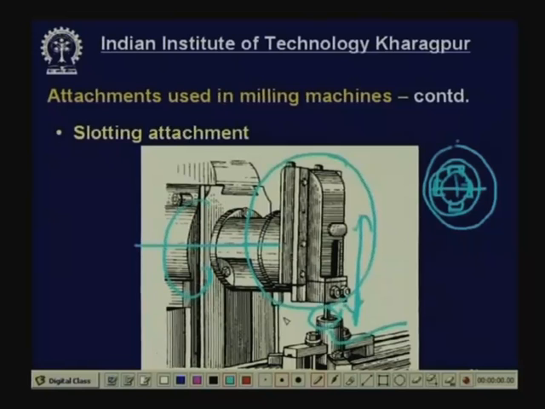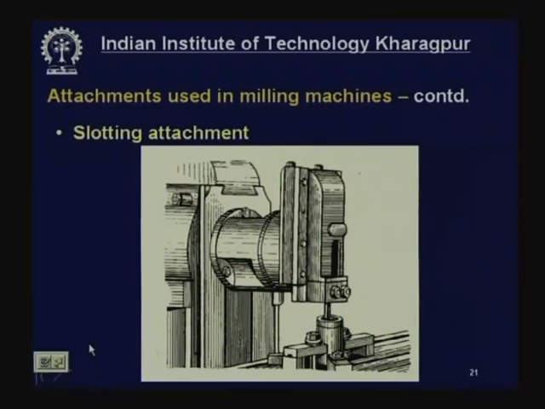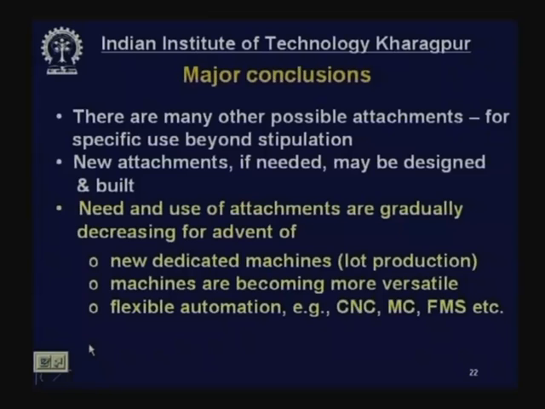This was very common, but nowadays it is not used that much. Now, the major conclusions of what we described so far: there are many other possible attachments for specific use beyond the stipulation. All conventional machine tools are stipulated for a range of activities, but that range can be expanded by some attachments for some specific work. New attachments, if needed, may be designed and built. These are already being used, and earlier they were used more, but they can also be developed further.